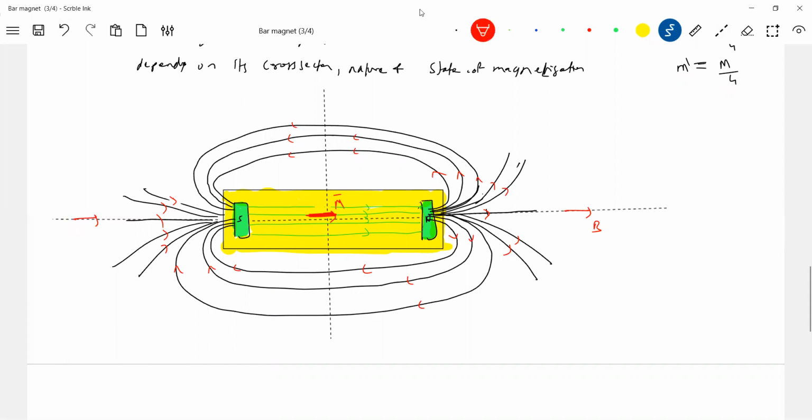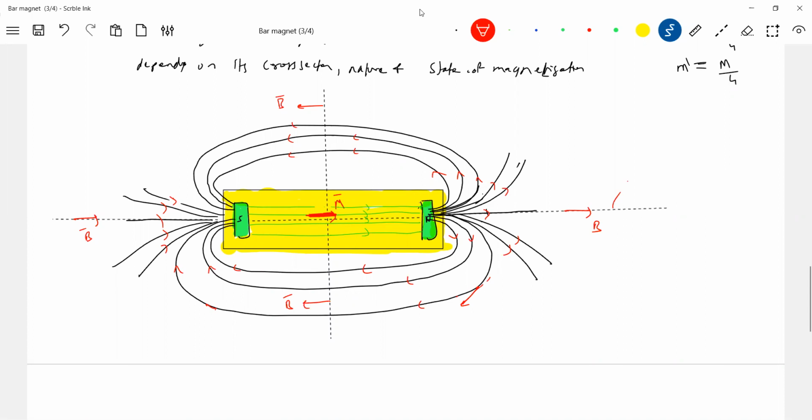Similar to the electric dipole, just correlate, it will be on the safer side. Then here it will be opposite to M bar on the equatorial line. Of course, the magnitude will be different. I'm just showing only the direction. So anywhere, if you want B bar here, you draw a tangent. This will give the direction of B bar. So at this particular point, draw a tangent and give the direction of B bar.